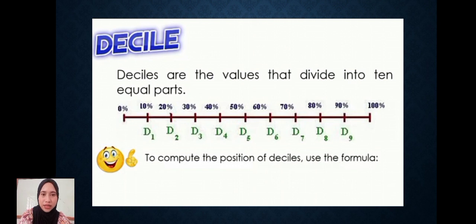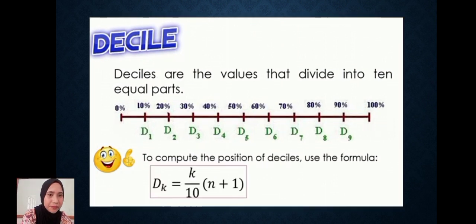Doon na tayo sa D9. Yun yung pinaka-last. So, kanina, yung quartile natin is denoted by Q. Tapos, merong sub-number. Tapos, yung decile natin is D. Okay? To compute the position of the decile, use the formula. We have D sub K is equal to K over 10 quantity N plus 1.